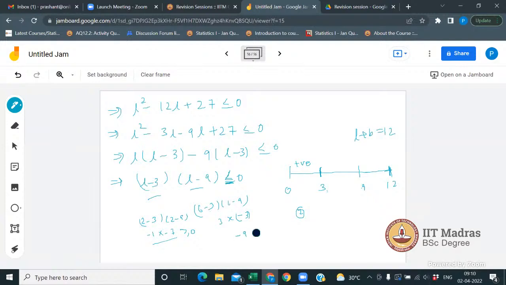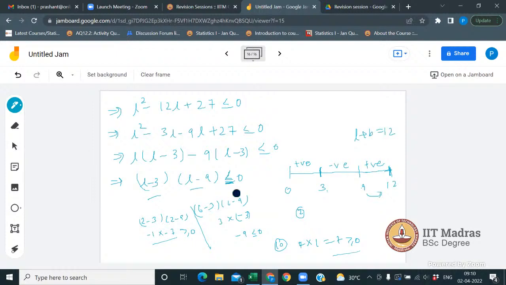It will give you minus 9, which is less than or equal to 0. That means in this region, you are getting negative. Now, 9 to 12. Suppose I'm putting 10. So what will this be? 10 minus 3 is 7, and 10 minus 9 is 1. It will give you 7, which is greater than 0. That means this region gives positive.